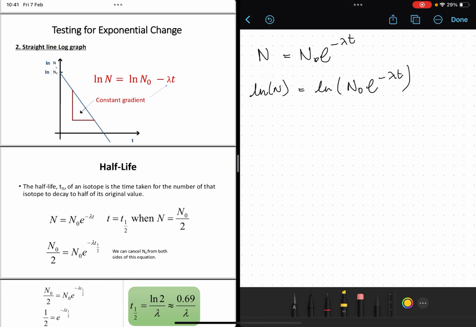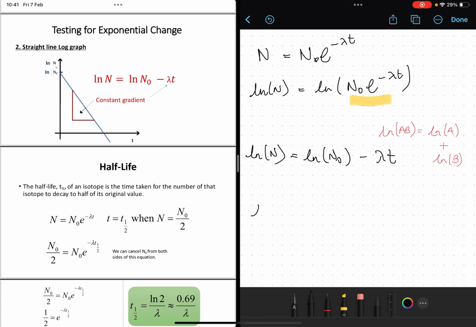And we recognize that in this bracket here, we've got two things multiplied together. And whenever we've got the log of A and B multiplied together, it's equivalent to the log of A plus the log of B. So we can write the log of n equaling the log of n naught. And then we've got the log of that exponential function. So that's going to remove the exponential function. But don't forget, it's minus lambda t. And so we get that term.